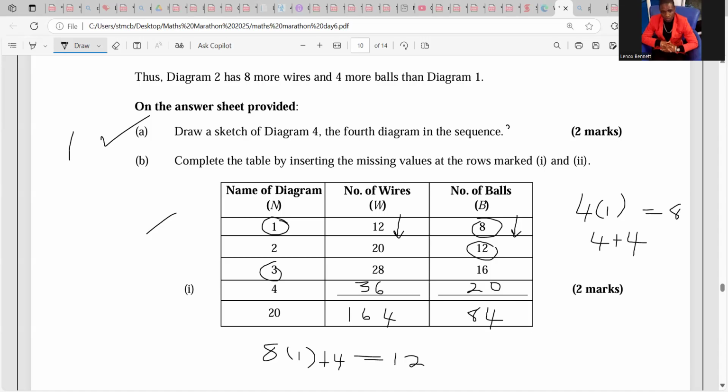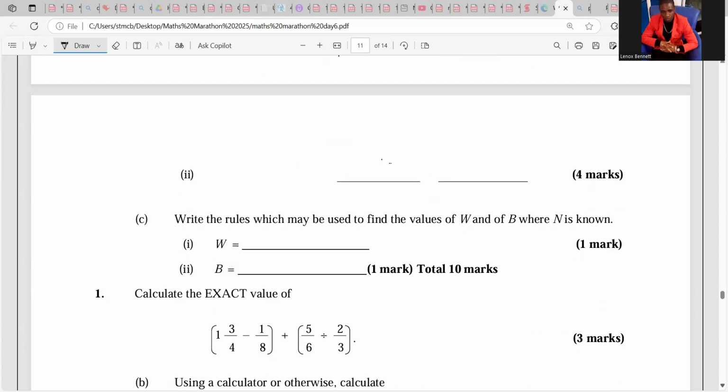And we done the table, this one will help us. Write the rules which may be used to find the values of W and B when n is unknown. This is what we had done, right? The 8n plus 4 would be here, and for B, it was what? 4n plus 4.